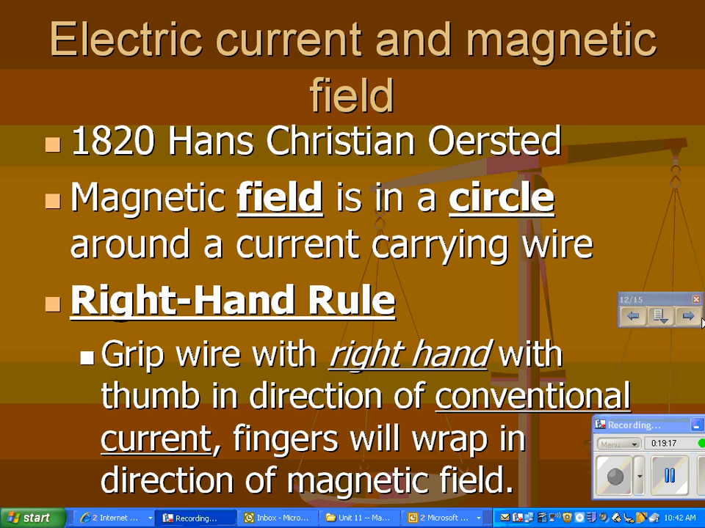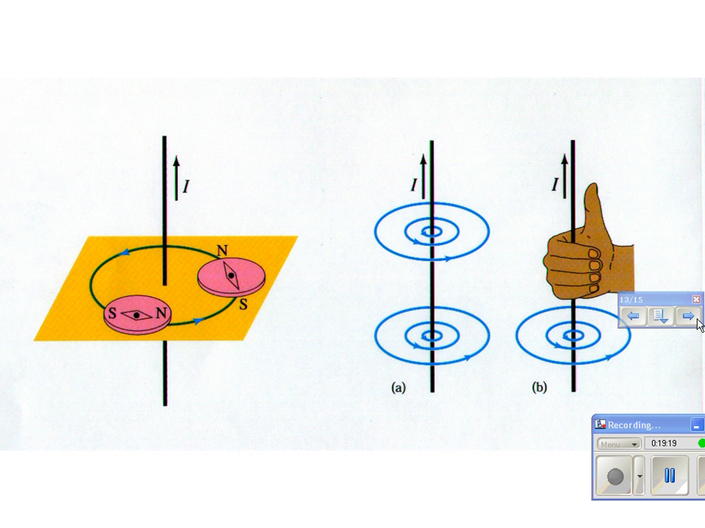Let's look at this right-hand rule here for a second. All right? It's pretty simple. If I have a current-carrying wire, I grab it with my right hand so that my thumb is aligned with the conventional current, and my fingers will wrap around the wire in the direction of the magnetic field. Notice that the field is stronger close to the wire, weaker as you get farther away from the wire, but it's just in a circular pattern around the wire.